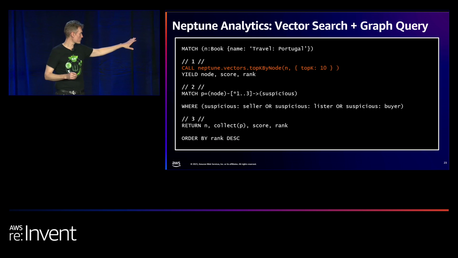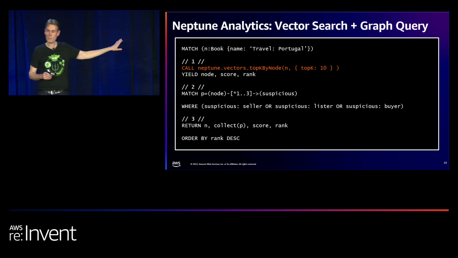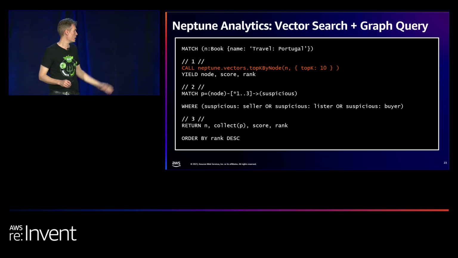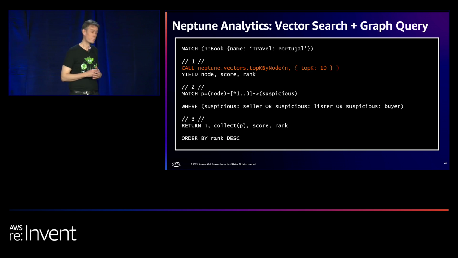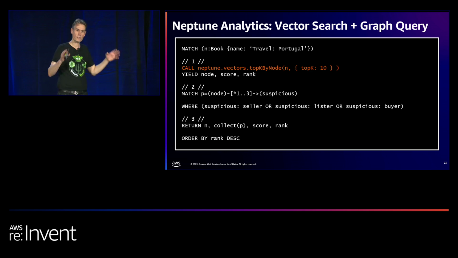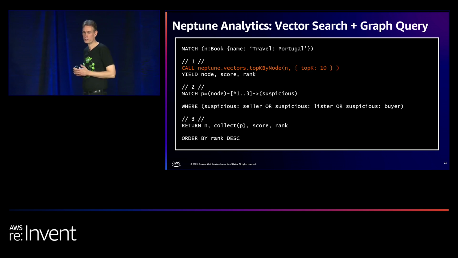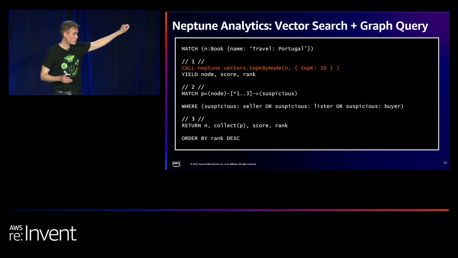We take those results, and we then execute a match query against the graph. And we go out between 1 to 3 hops to listers, sellers, or buyers that have been marked as suspicious. And so by doing this, this user was able to get a starting point for where they should investigate for these kinds of fraudulent books. And they were able to look at the graph to explain why they targeted this.